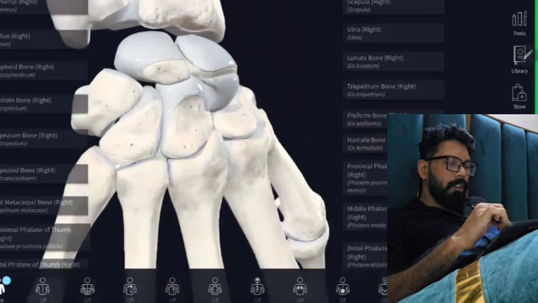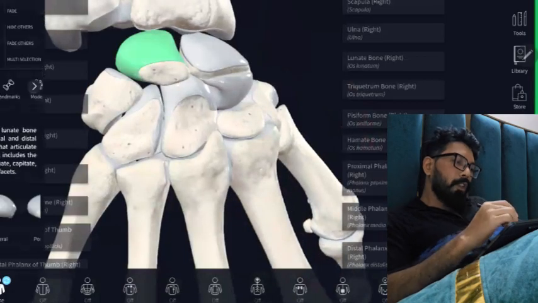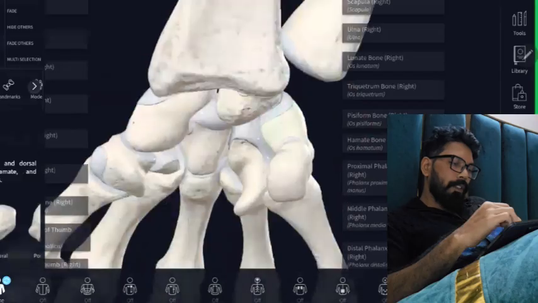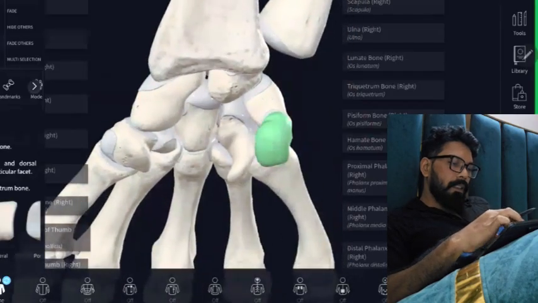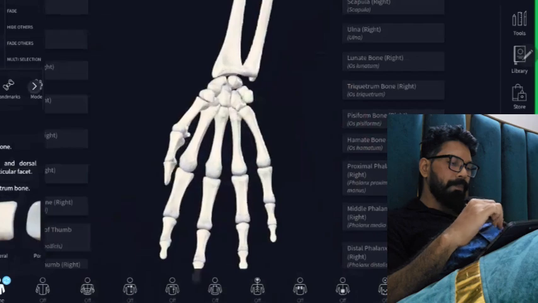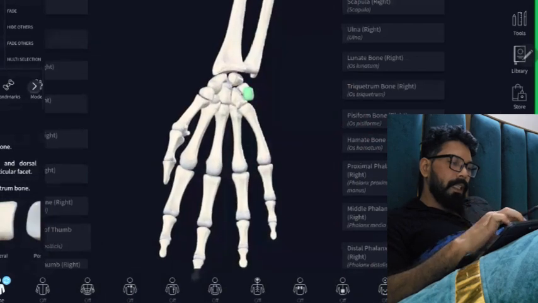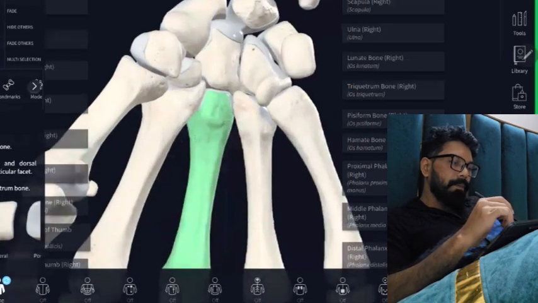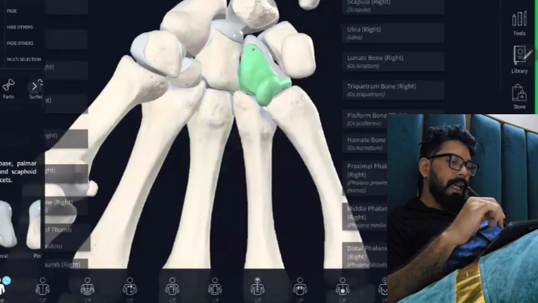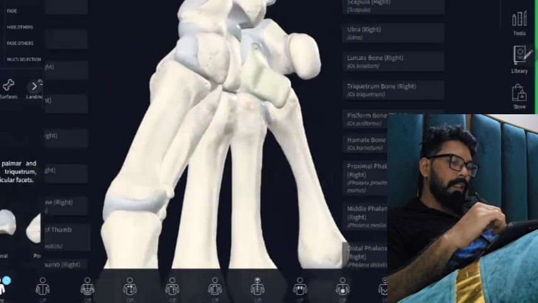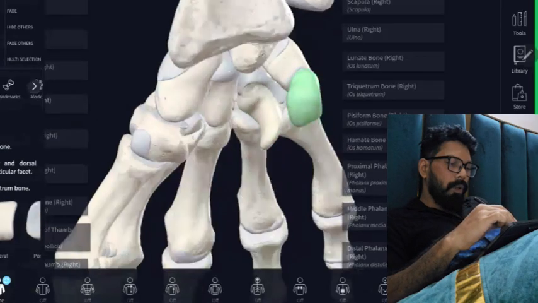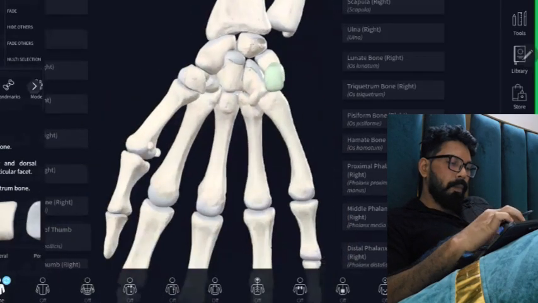Then the others, we all know. Scaphoid, then we have lunate, then triquetrum, then we have pisiform in front, on top of it. Then trapezium, trapezoid, capitate, and hamate. This is the hook of hamate, and this is the pisiform bone. First let's see the bones.